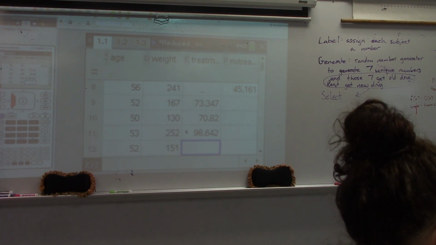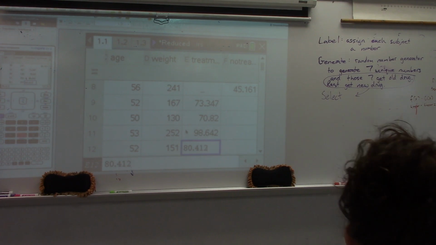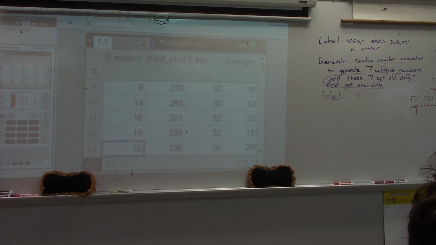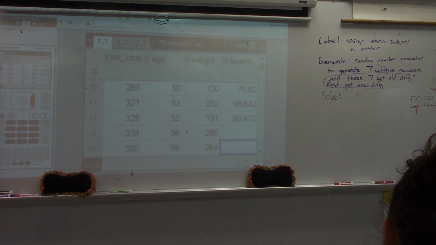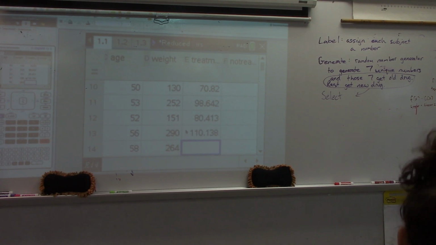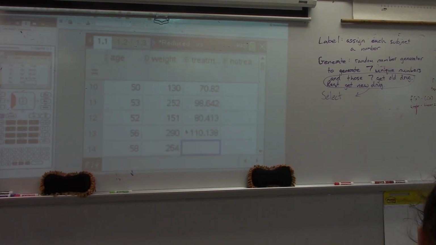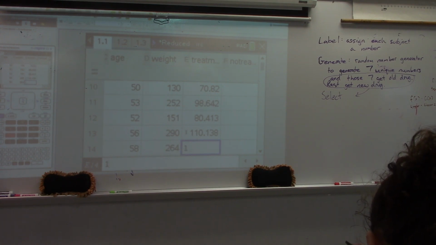For your total reduction or your random normal? Yeah, total would be 80.4. Okay. Subject 10 and then 18. 10, new, and there was 110.138. All right. And what was the last one? 18, new, and it was 110.041.